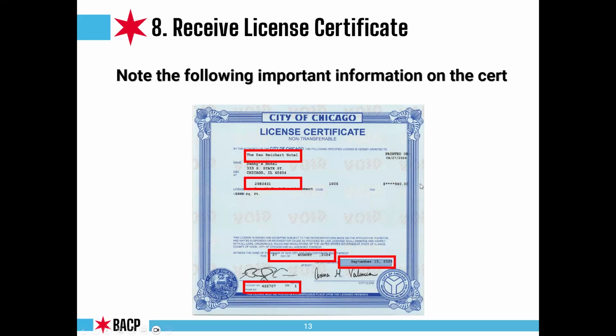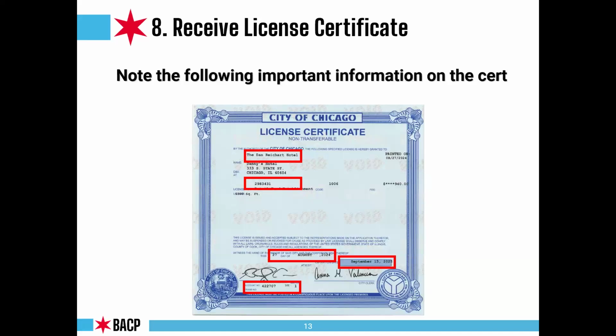Now, let's discuss how to read this license, this blue piece of paper that gets issued, and highlight key details that you want to keep top of mind. The vast majority of licenses issued are good for 2 years. So, you'll see the date that it was issued at the bottom, and then you will also see the date that it expires at the bottom.